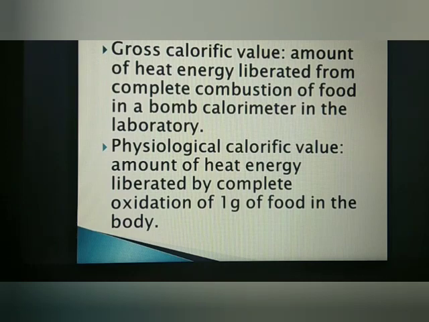The amount of heat energy liberated in such a closed chamber in a laboratory, we call the gross calorific value. And what is physiological calorific value? It is the amount of heat energy liberated by complete oxidation of 1 gram of food in our body. So what is happening in our body? The amount of heat energy liberated by that particular nutrient, we call the physiological calorific value. And what is done in the laboratory in artificial conditions, in a closed chamber, the burning or breaking down of that nutrient, the energy released is called the gross calorific value.